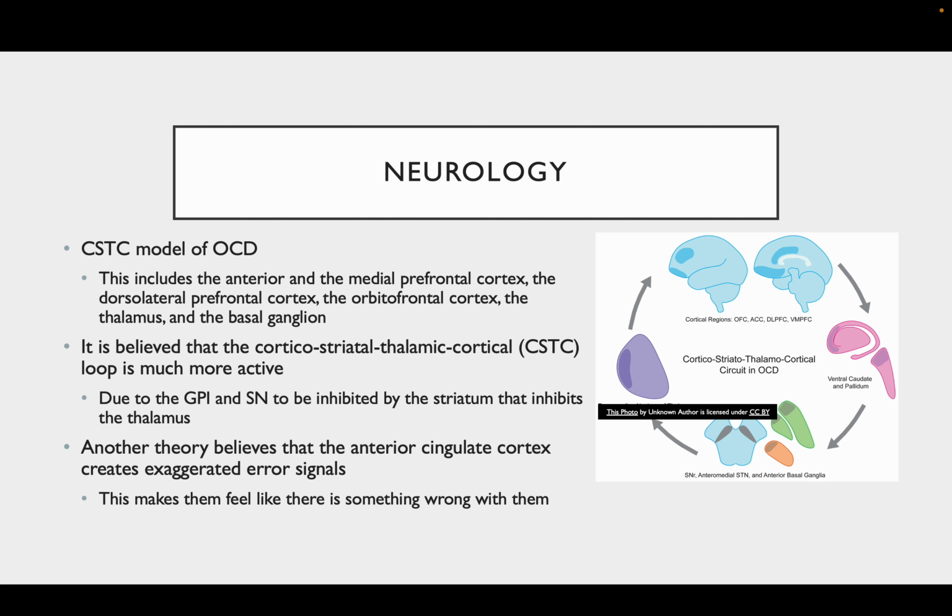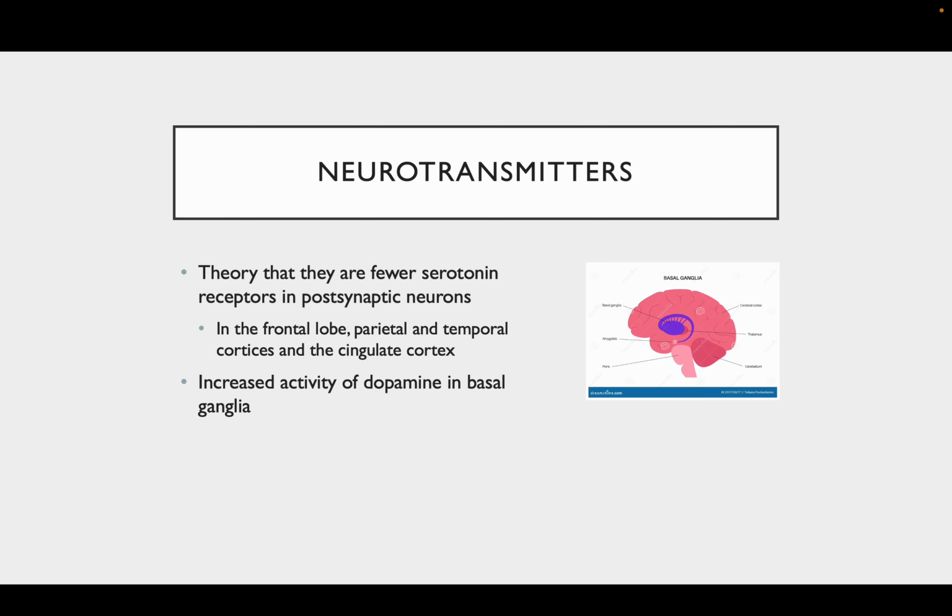Another potential factor is the anterior cingulate cortex, which has been linked with anxiety disorders. The ACC creates exaggerated error signals, which in people with OCD makes them feel like there is something constantly wrong, which may lead to obsession.